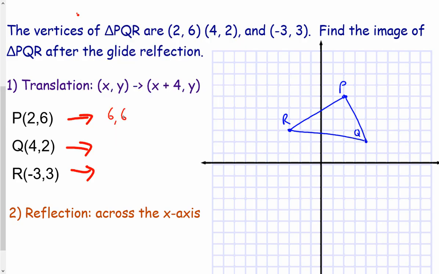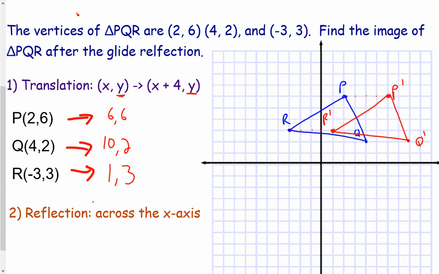So we'll have 6, 6, 10, 6, and 1, 3. Oh, sorry, not 10, 6, 10, 2. Y values aren't changing. The y stayed the same. So just taking these points and moving 4 to the right. There's my new R, 1, 2, 3, 4 to the right, new P. And lastly, same thing for Q. So these are now technically P prime, Q prime, R prime. Okay, so there's my new shape.